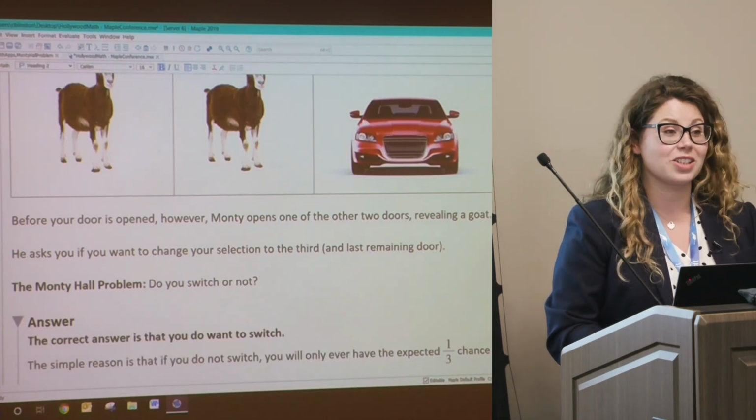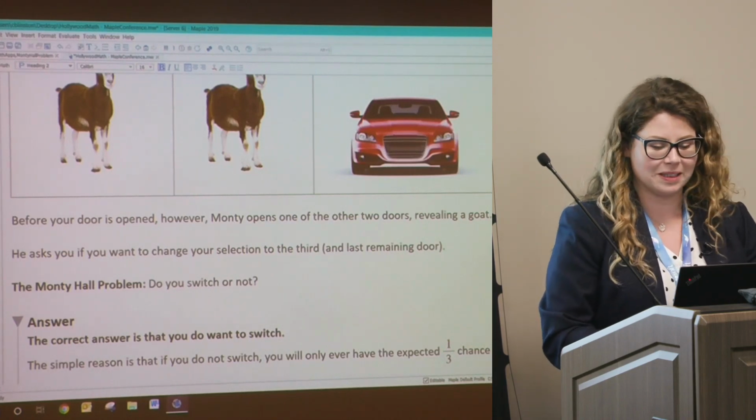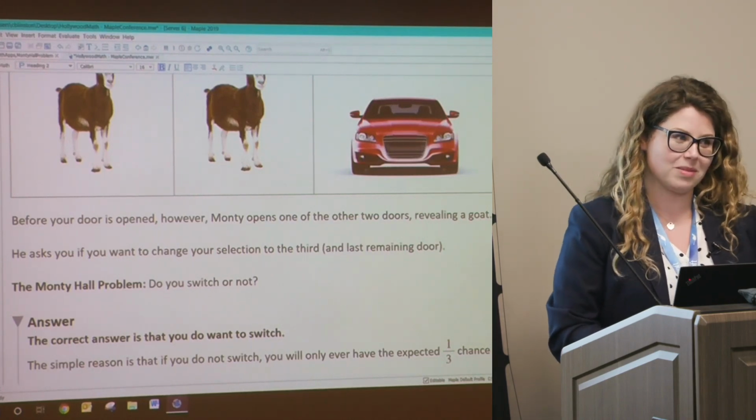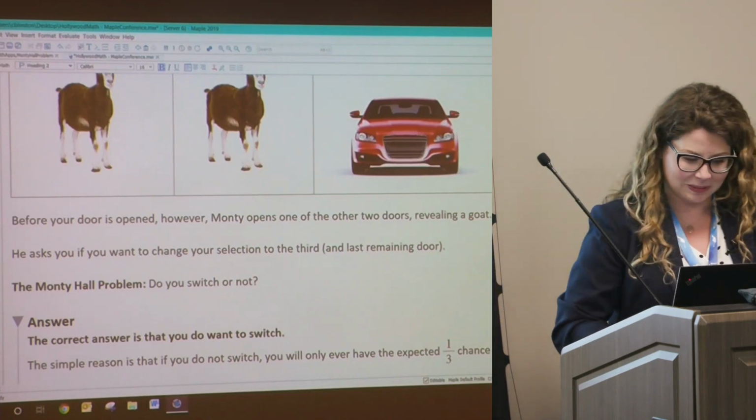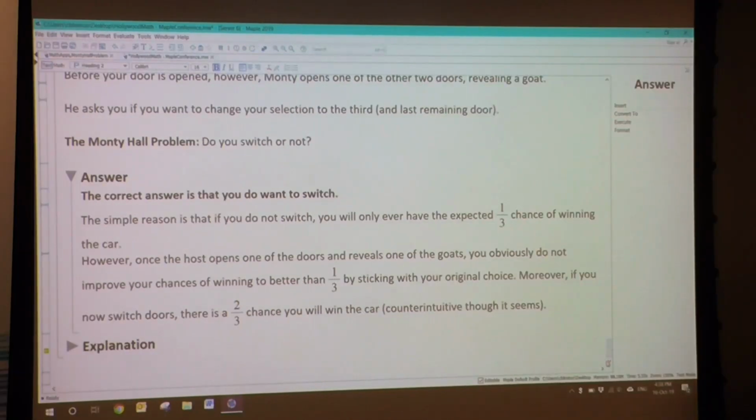So the correct answer is that you do want to switch based on probability, not based on whether Monty Hall may or may not be evil. You'll only ever have the expected 1/3 chance of winning the car. However, once the host opens one of the doors, revealing a goat, you do not improve your chance of winning beyond the 1/3 chance of your original choice. However, if you switch doors, there's a 2/3 chance you will win the car.